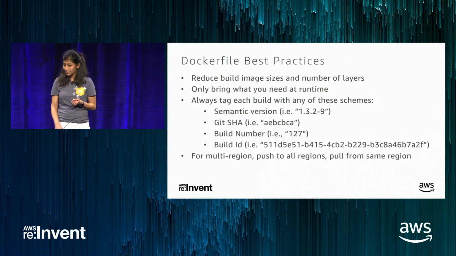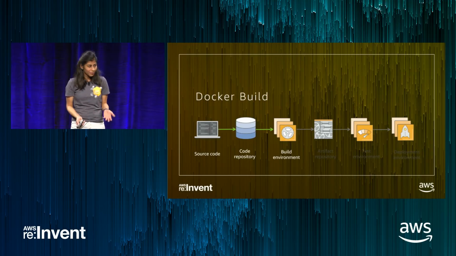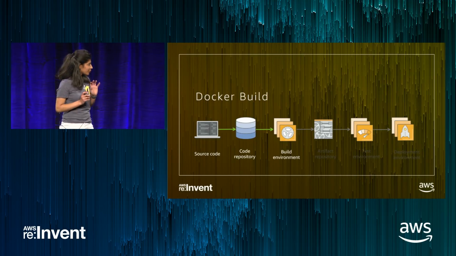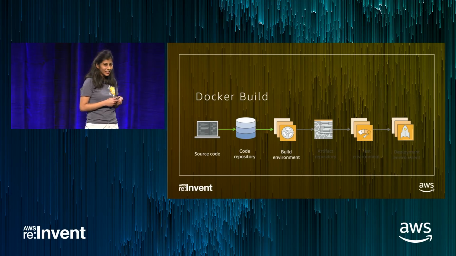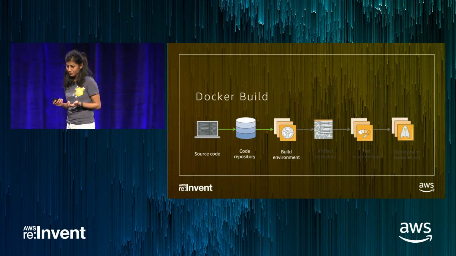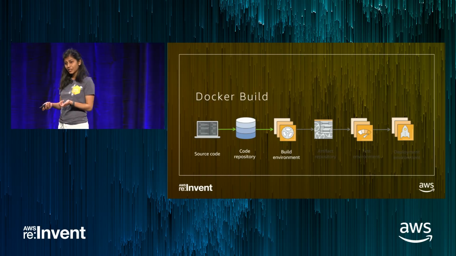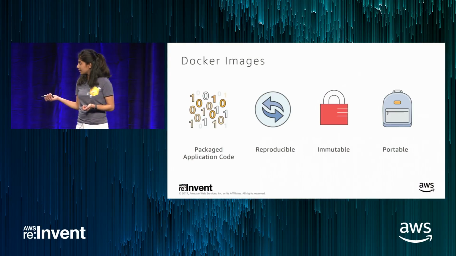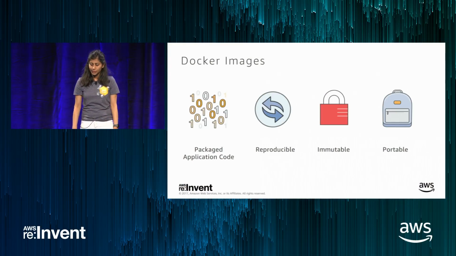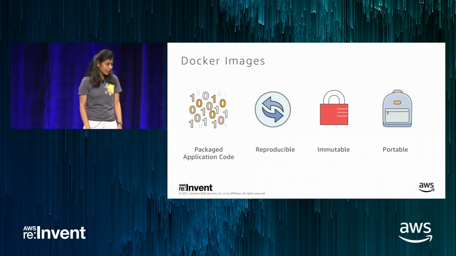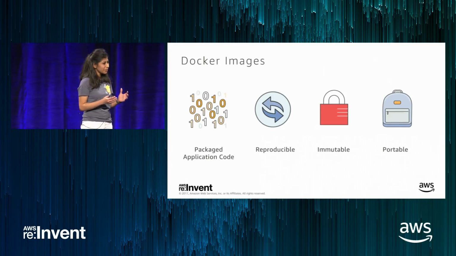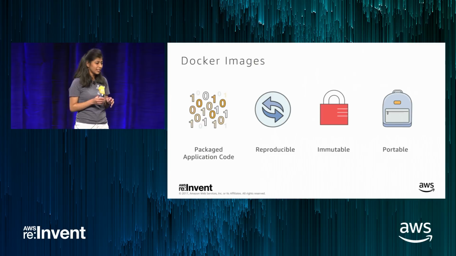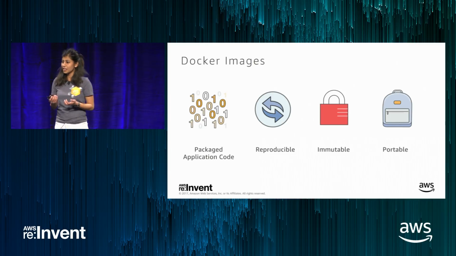Great. We made some changes to our source code. We've pushed this to our version control. What's our next step? It's to build. So when you build an application with a Dockerfile in it, it results in something called a Docker image. A Docker image is a lightweight executable package that includes everything that you need to run your application.